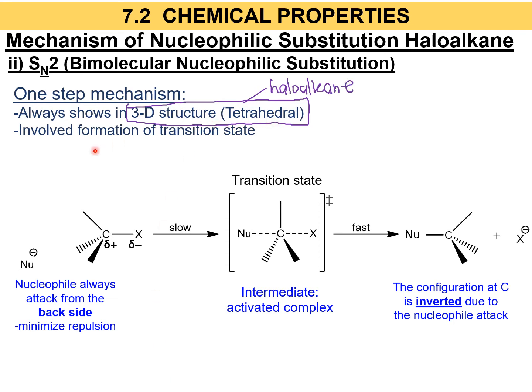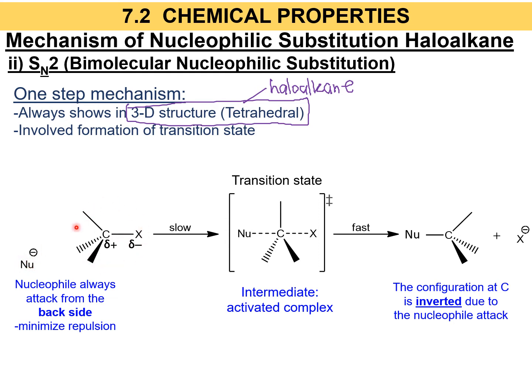And then it will involve the formation of transition state. This is transition state, which is the intermediate. This is what we know as activated complex. Kenal tak pasal ni, activated complex ni? We have learned this before, right? Pasal activated complex. Okay, so let's start the mechanism with the nucleophilic attack.